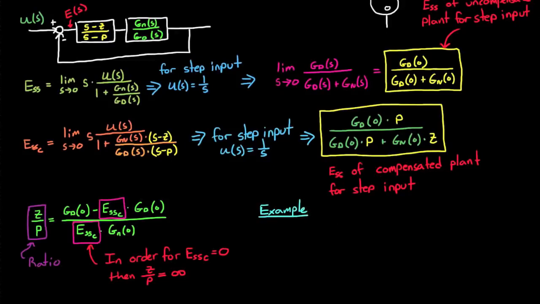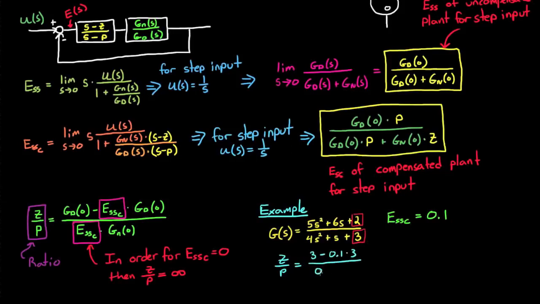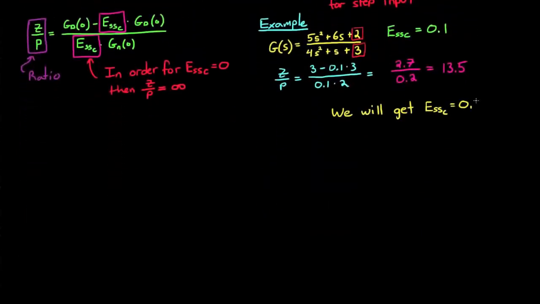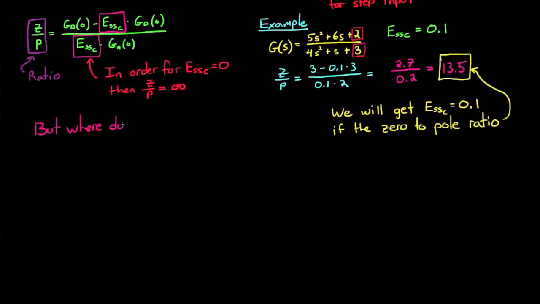If you want to eliminate it completely, you'll have to increase the system type, which means add a single pole at the origin. Let me show you a quick example with some arbitrary numbers. Let's say you have this plant, and you want to add a lag compensator to reduce the steady-state error to 0.1. Then the zero to pole ratio needs to be 13.5 to 1. Or in other words, the zero needs to be 13.5 times further away from the imaginary axis as the pole.